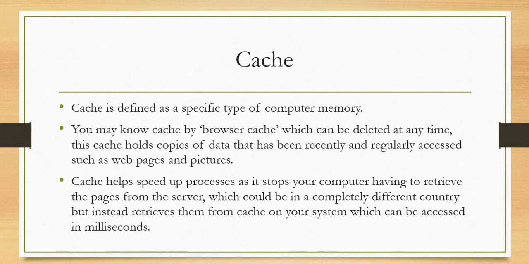It's extremely small. There are 3 levels of cache. In this one, I'm just going to explain the first level, which is the fastest, I believe, and then I'm going to explain level 2 and level 3 in another video. And yeah, that's just the basis of what cache is. So it's just a small type of computer memory which holds local copies of regularly and recently accessed data, such as web pages or pictures.